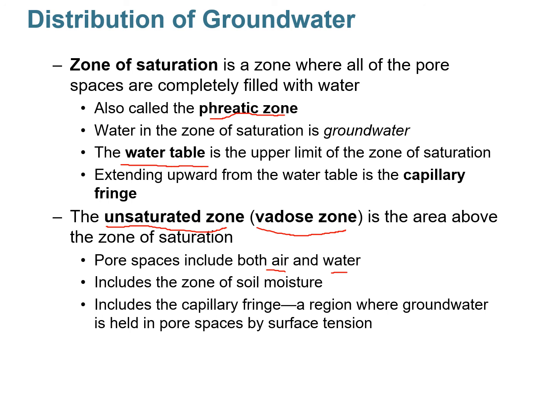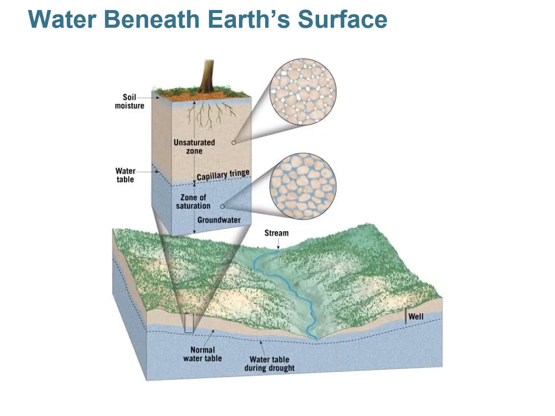Now I want you to imagine you got a shovel and just started digging in your yard or somewhere. You would initially be going through the zone of soil moisture, then going through the unsaturated or vadose zone. But then eventually you'll start to get to areas that are wetter, or the soil will start to get moister. And then all of a sudden you'll get to a point where water just starts pooling. That's the groundwater. And the surface of that pooling water, once you dig that hole deep enough, that's the water table. And above the water table is the capillary fringe.